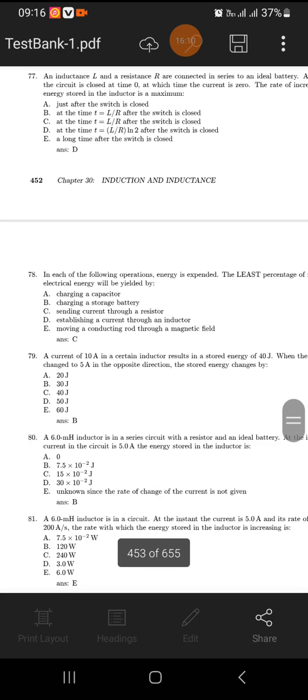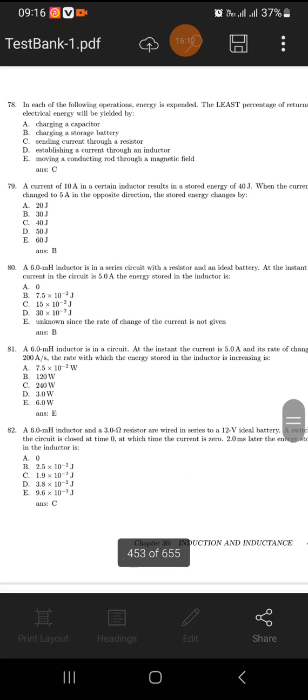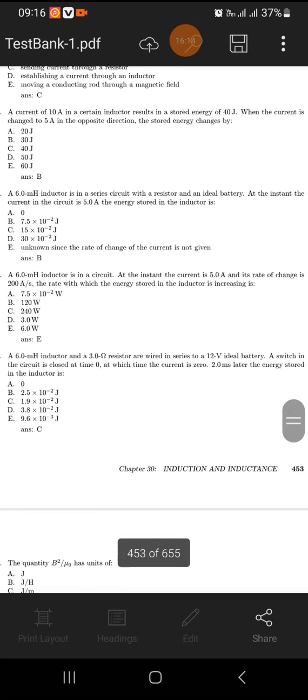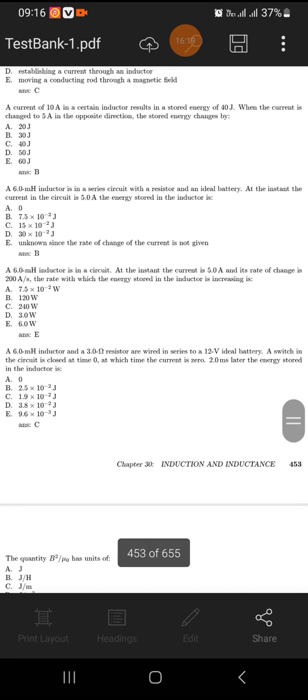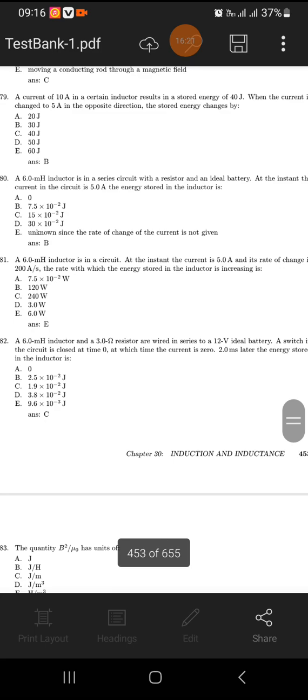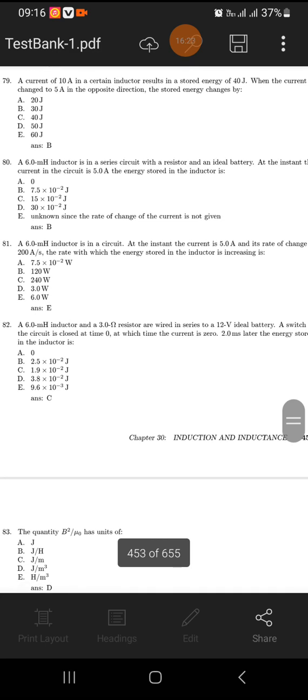A current of 10 amperes in a certain inductor results in a stored energy of 40 joules. When the current is changed to 5 amperes in the opposite direction, the stored energy changes by what? By B, which is 30 joules.